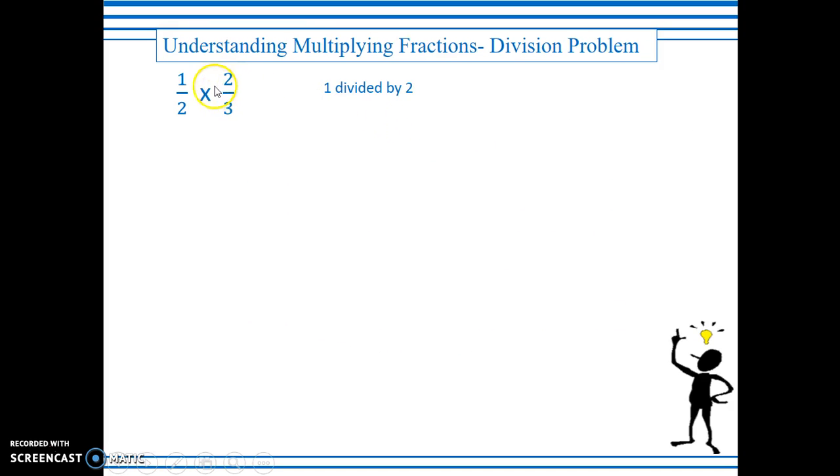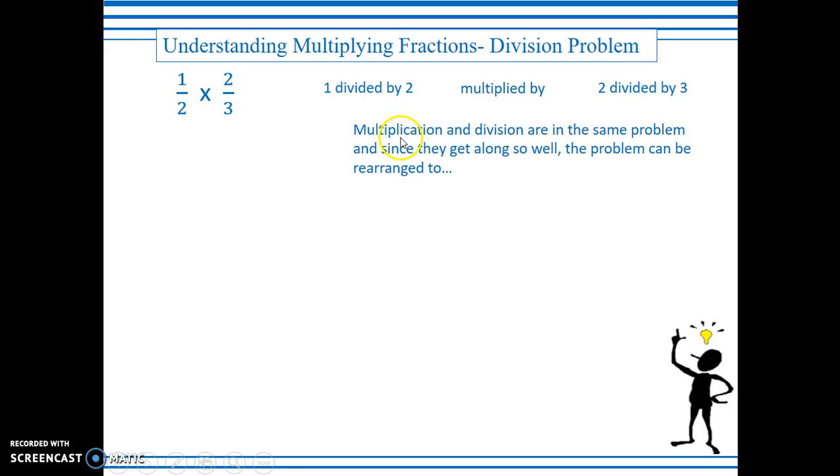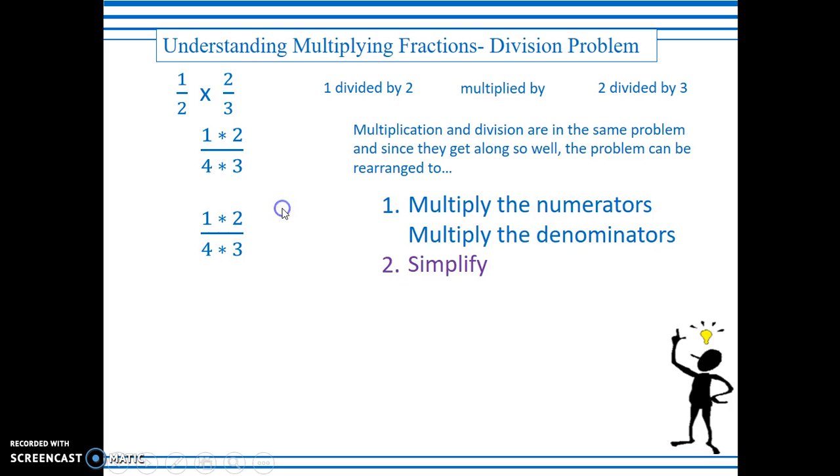So again, this is 1 divided by 2 multiplied by 2 divided by 3. Now, with this perspective, you can remember multiplication and division really work well together. So, because they're in the same problem, you could rearrange this problem to look like this: 1 times 2 divided by 4 times 3. So, with this perspective, you would multiply the numerators, multiply the denominators, and then simplify.